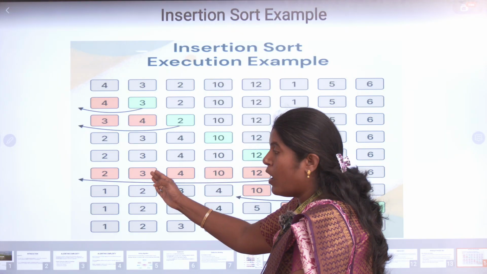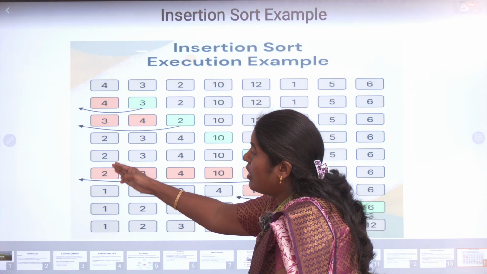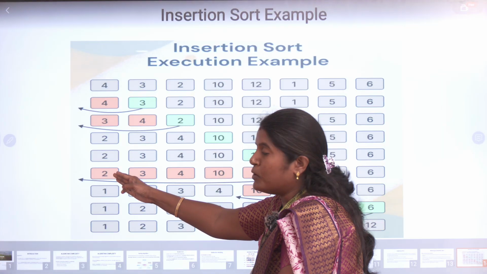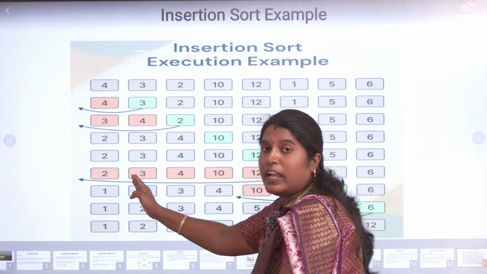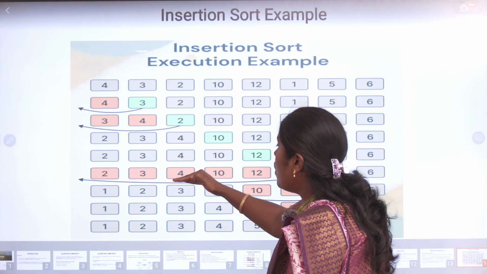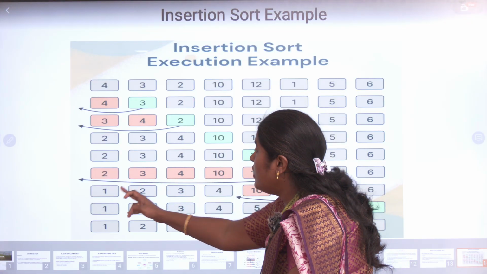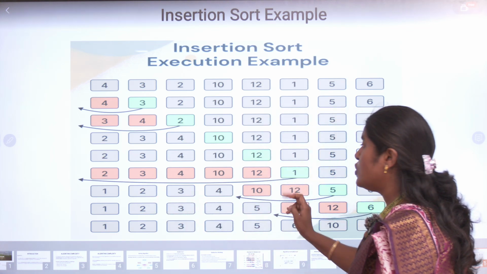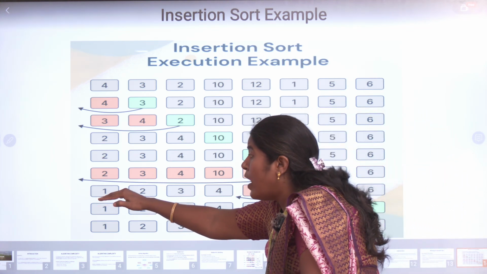We have to compare 1 which is present in the second position with the element which is present in the first position, which is 2. So when we compare, again we will find that 2 is greater than 1. So we have to swap both. So the final output at this stage will be 1, 2, 3, 4, 10 and 12. So this is how we got 1 here.